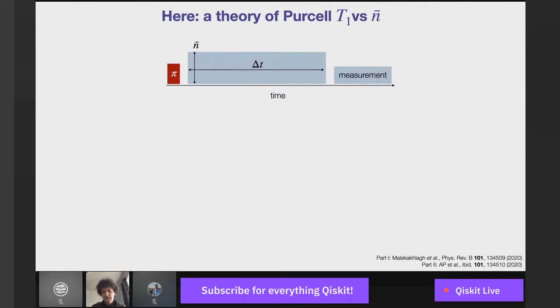So what I want to tell you here is a theory for enhancements of the Purcell effect only. So I'm not considering any other decay channels, and I'm not considering dephasing. And the starting point is exactly the setup of those Yale experiments. So we are thinking of a qubit, which is relaxing through its cavity, and the cavity is driven to a steady state of n bar photons.